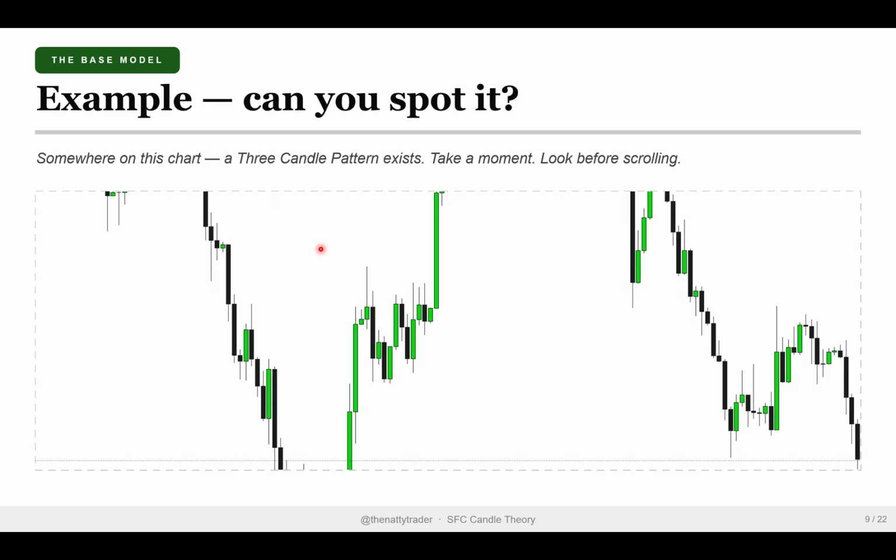All right, guys. Now, this is an example, and somewhere on this chart, a 3 candle pattern exists. Take a moment. I want you to find the 3 candle pattern that we just talked about on this chart.